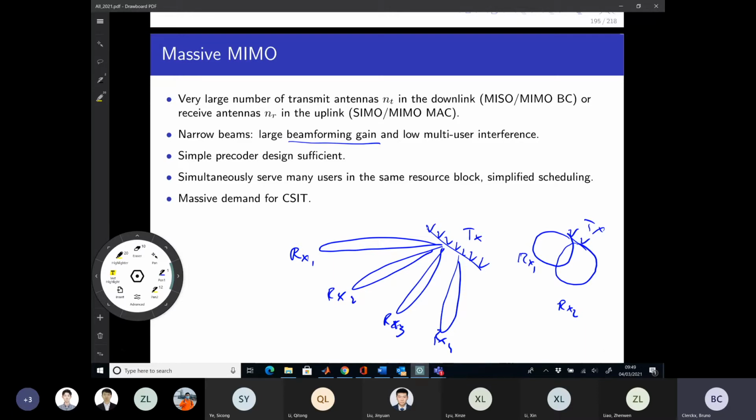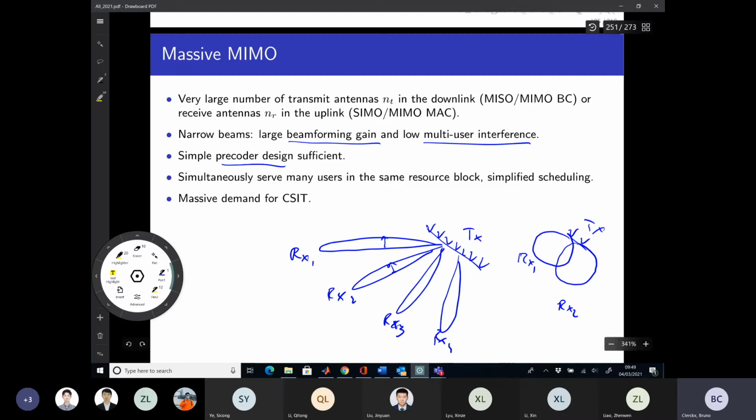So that's the first benefit. The second benefit is that you have low multi-user interference. If you have very sharp beams here, those beams will focus on a very specific point in space. And so there is very low probability that that beam will also hit another user, right? So that's one benefit.